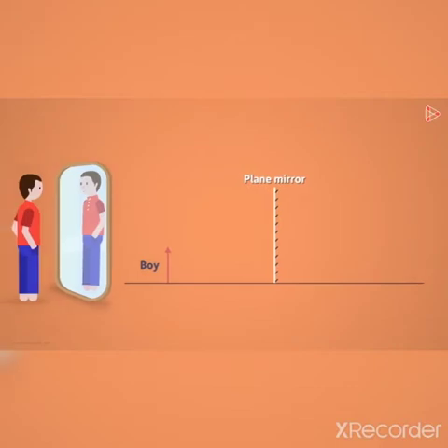When we see the image in the mirror, it seems to us that the image is formed somewhere behind the mirror. But there is nothing behind the mirror, right? For us, the light rays seem to come from the location present behind the mirror.